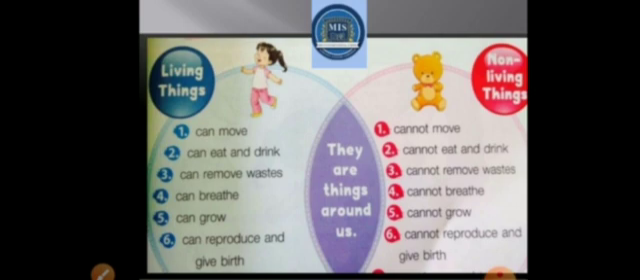All the living things can move, can eat, can remove waste, can breathe, and even they can grow. They can reproduce and give birth to the young ones. But if we talk about all the non living things, even the doll that Ja can have, it cannot move. It cannot eat and drink. It cannot breathe. So, in this way, we can fairly distinguish between the things on the basis of this property and we can categorize them into two categories of living and non living.